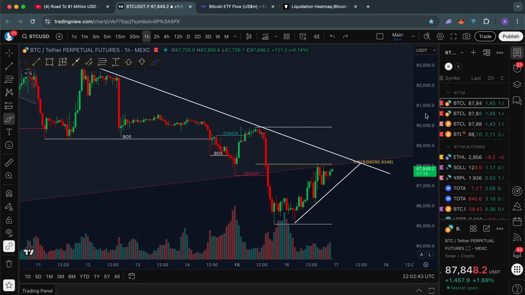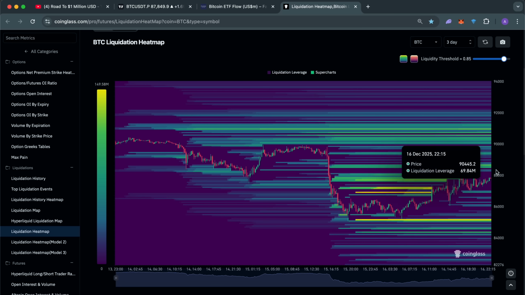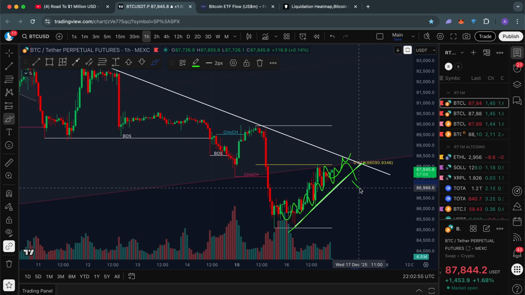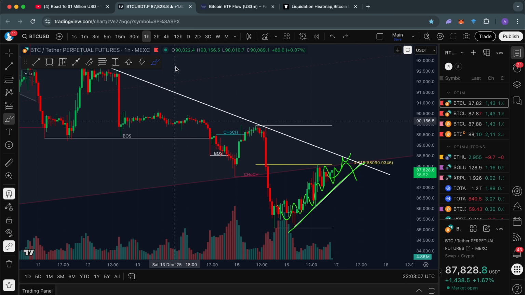Another way of looking at it in the short term is simply that so long as we are trading above this ascending trend line right here, it makes sense to be targeting this liquidity to the upside. But if you are seeing some kind of break back below this ascending trend line, then that is going to be a big warning signal, especially if we have not invalidated that bear flag pattern that I showed you earlier.